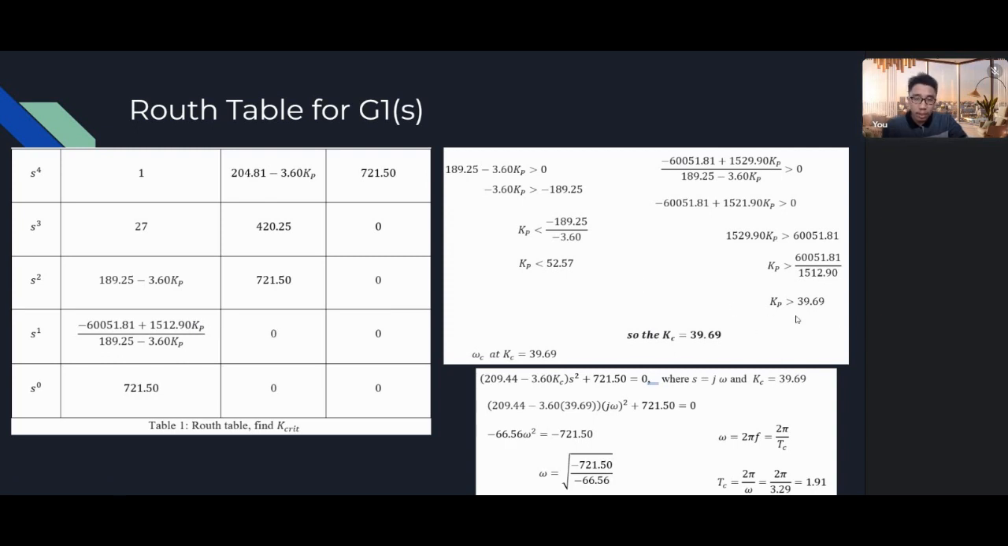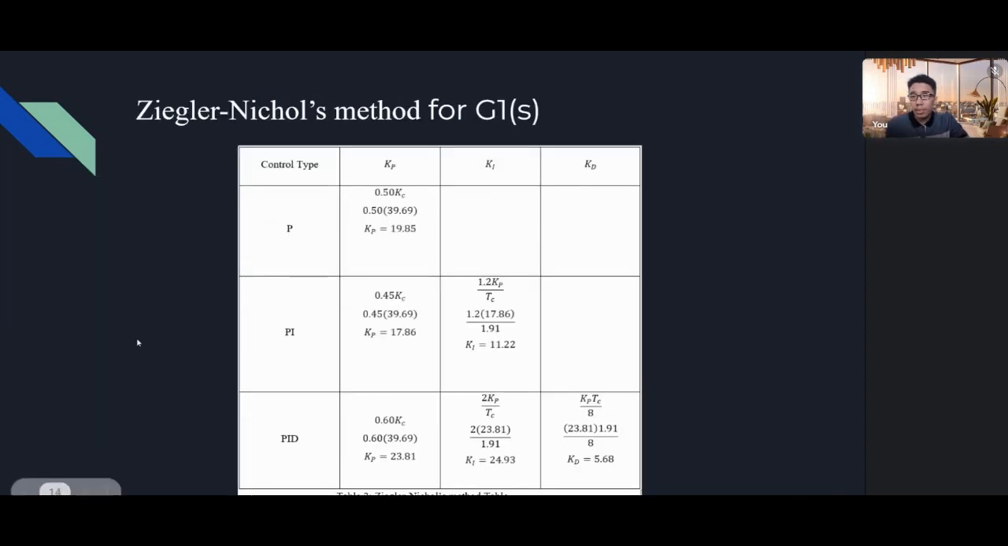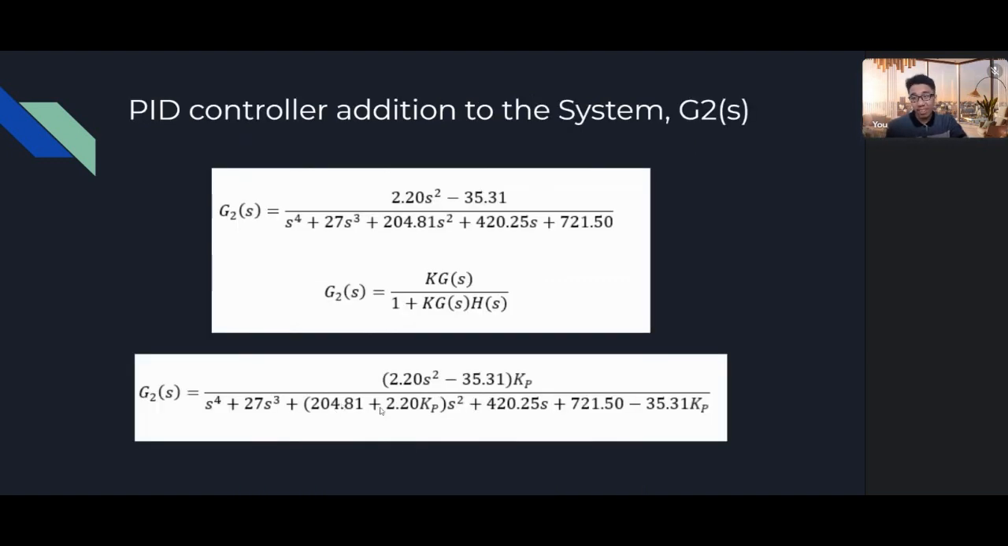This is our critical, and then from the critical we use the formula, and then we get the critical time. Then we input the value that we get from the calculation into the table, and then we get the final values for KP, KI, and KD. So we get the PI and also PID controller values. Okay, so then we proceed to our displacement transfer function.